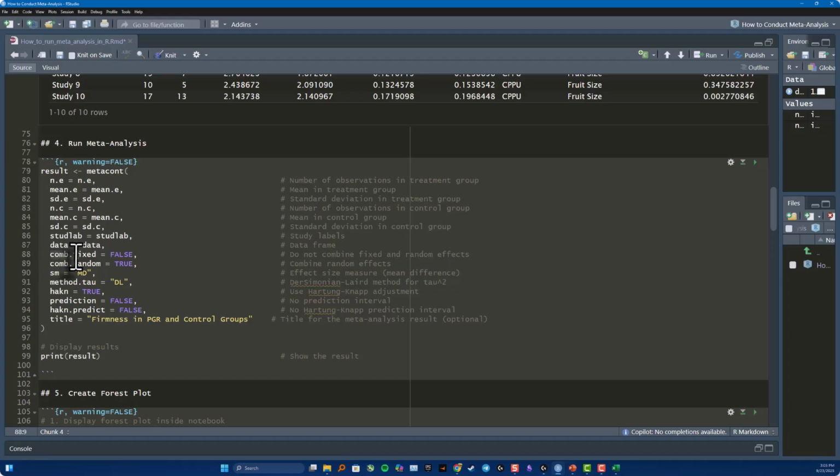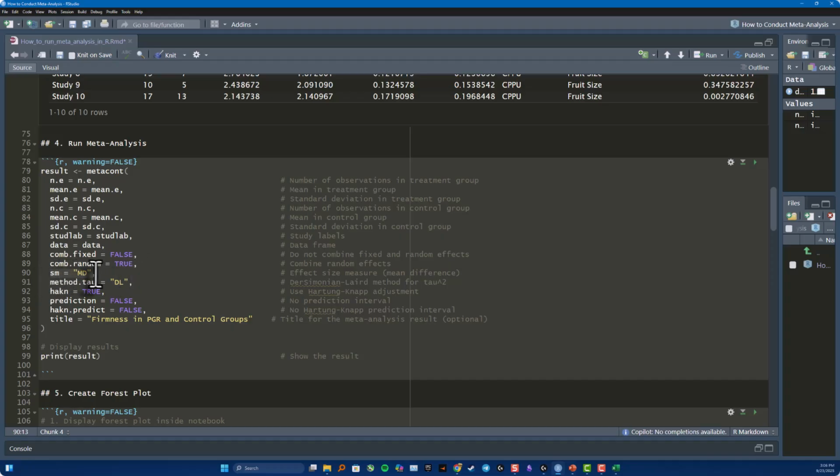So this is the combined fixed or combined random effect. You'll learn more about this in the book when you read it. But the difference between a fixed and random effect is that a random effect does not assume the same heterogeneity between studies, while a fixed effect does. So since we cannot assume that the standard deviation should be the same between studies, we use a random effect. To combine the random effects, this is how we get the overall effect size. What this is doing is it's combining all of the studies together so you can achieve a single effect size.